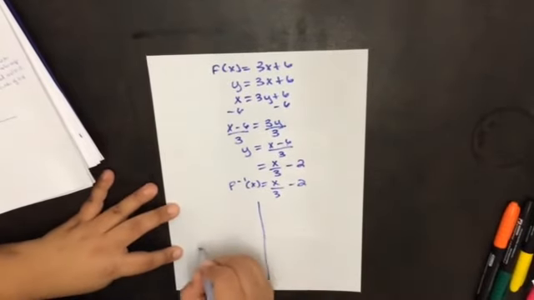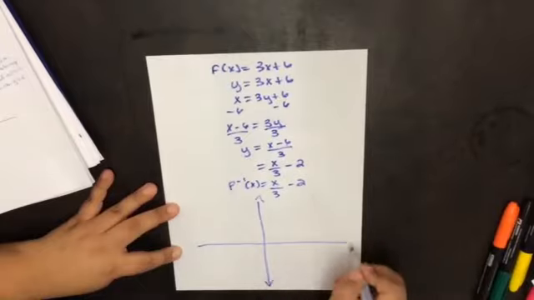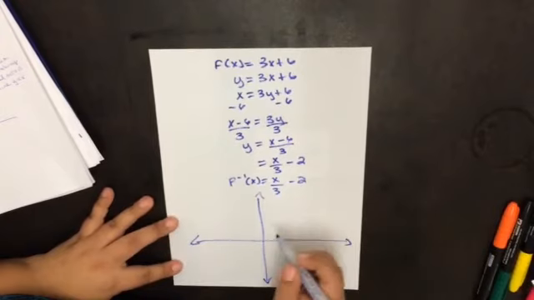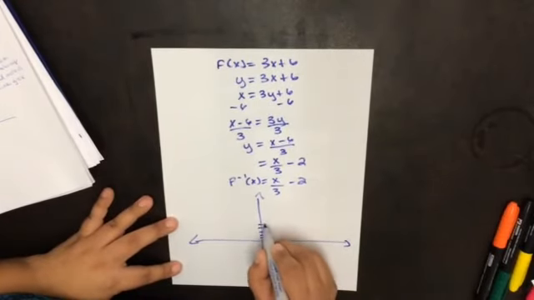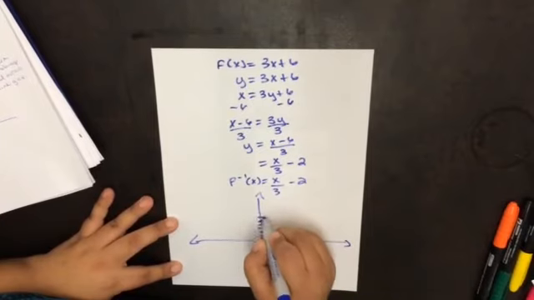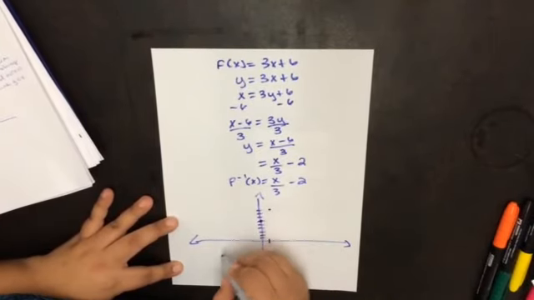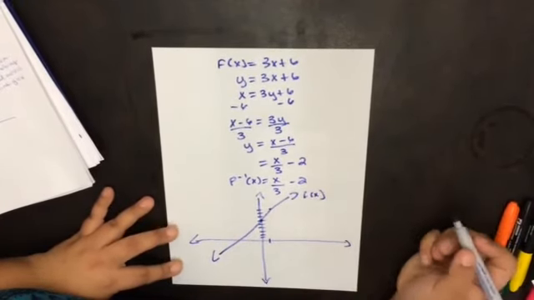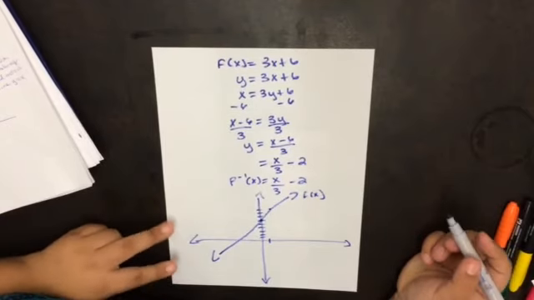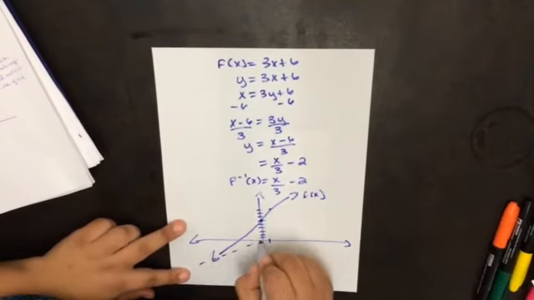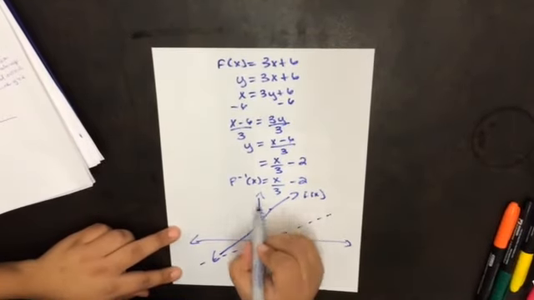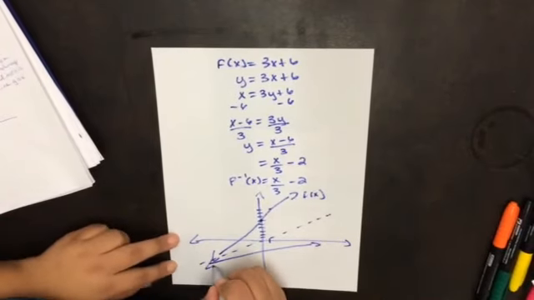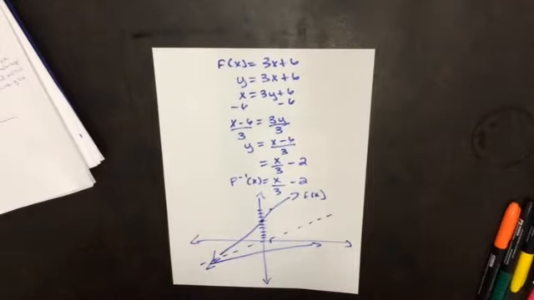So to graph it, okay, to graph f of x, we know that our y-intercept is 6. And our slope is 3 over 1. So this is our graph, f of x. Now the inverse graph is always reflected across the line y equals x, which is this line. So then the inverse function looks something like this. And that's how you write the inverse of a function and graph it.